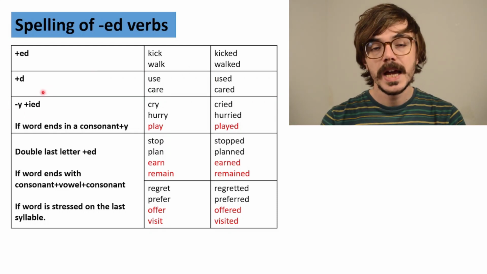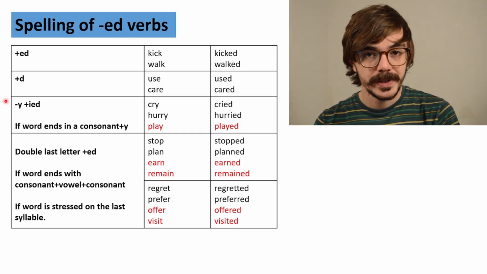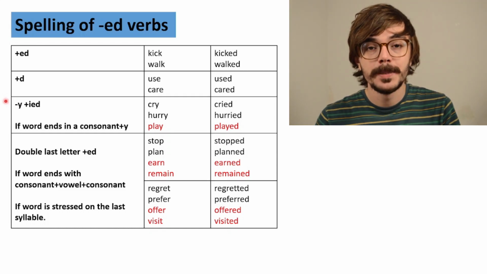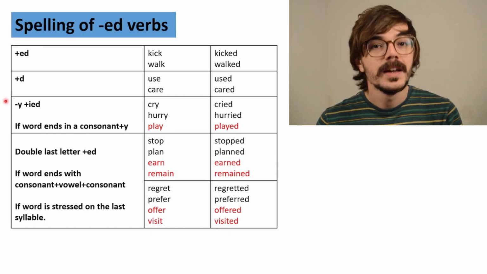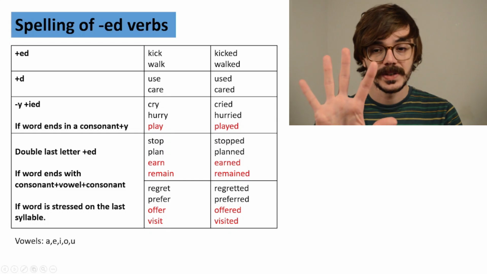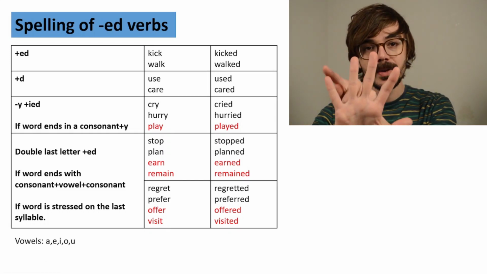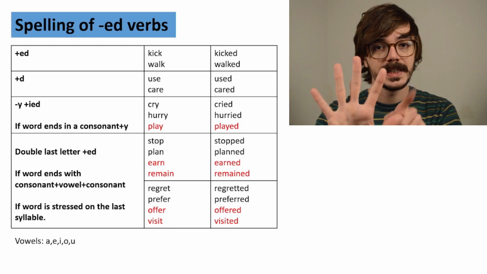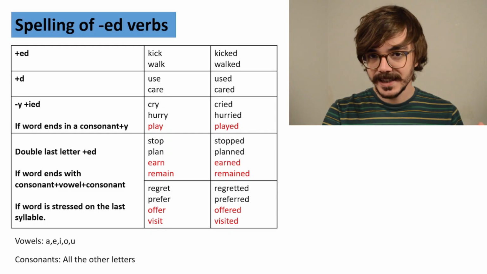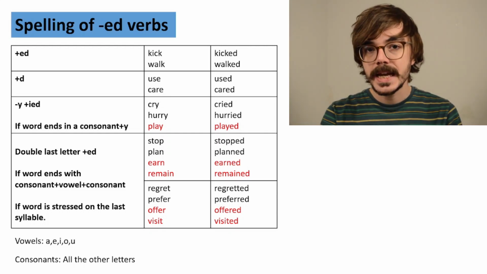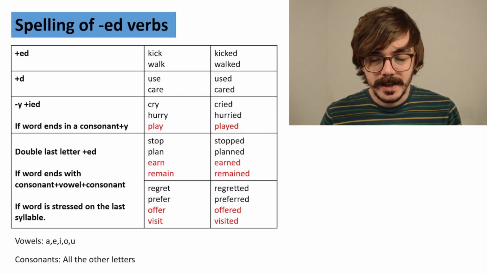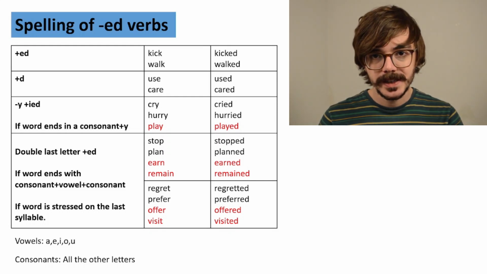So for the next rule, I need you to know what a vowel and a consonant is. We have an alphabet made up of 26 letters. Some of the letters are vowels, some of the letters are consonants. There are 5 vowels: A, E, I, O, U. All the other letters are consonants: B, D, Z, T, S, R, M. Okay, these are all consonants. So 5 vowels and the rest are consonants.